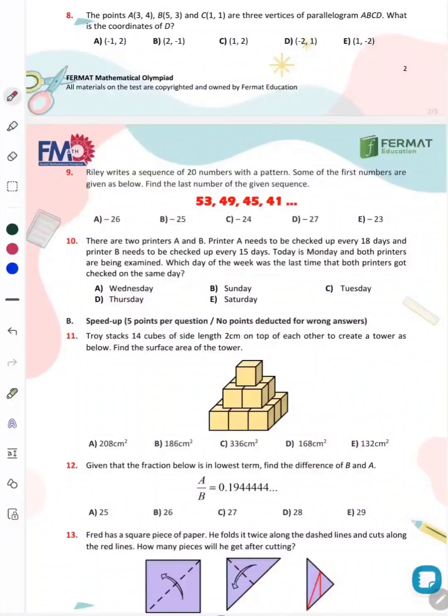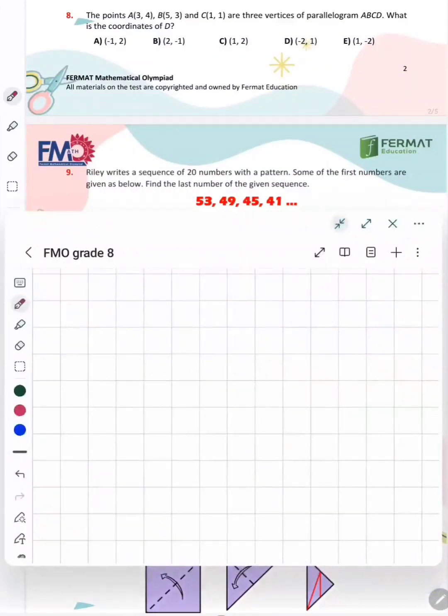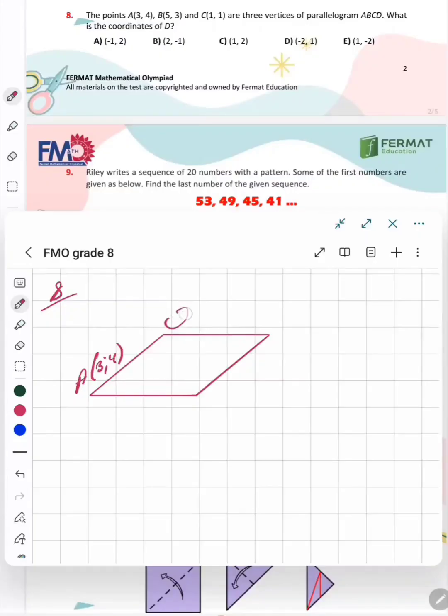Question number 8. The points A, B, and C are 3 vertices of parallelogram ABCD. What are the coordinates of D? So let's sketch it. There is a parallelogram, A (3, 4). It doesn't matter where A is, here or here. B (5, 3). C (1, 1). And D is unknown.